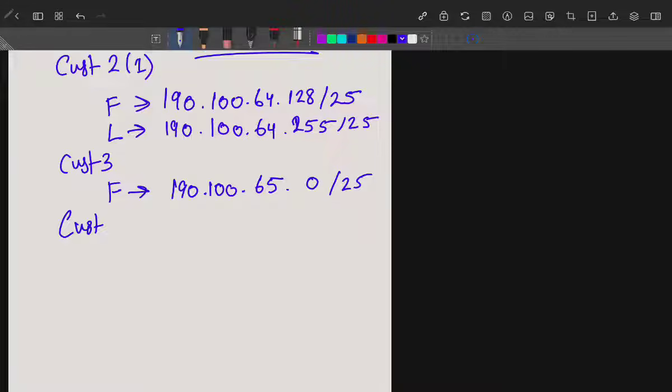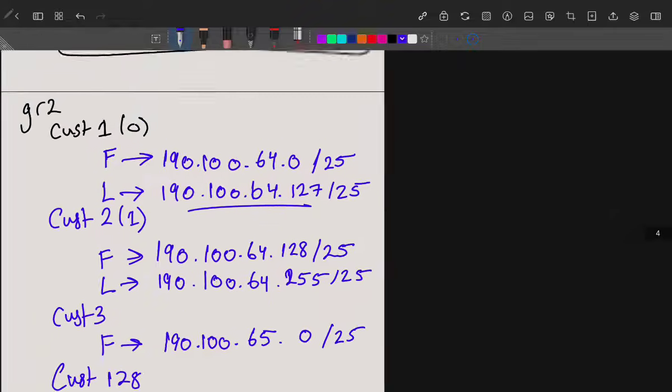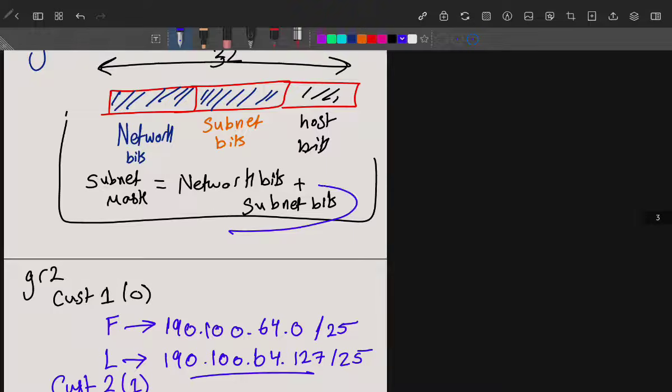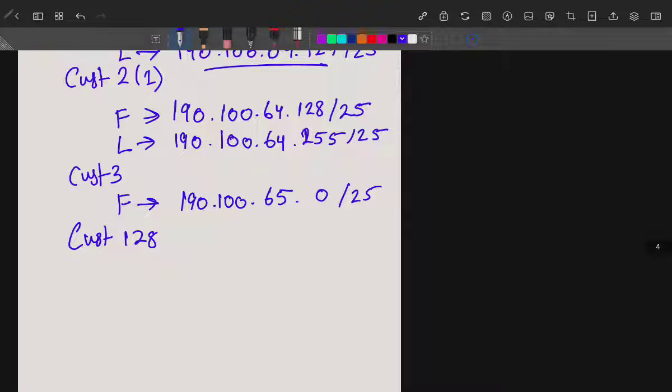We're not going to keep doing and repeating this for each customer, as it would be an overhead. So we need a shortcut to jump to customer 128. So what is the shortcut? The shortcut is to play with the subnet bits. This is your shortcut that will allow you to jump subnets. So we need to jump to subnet 128.